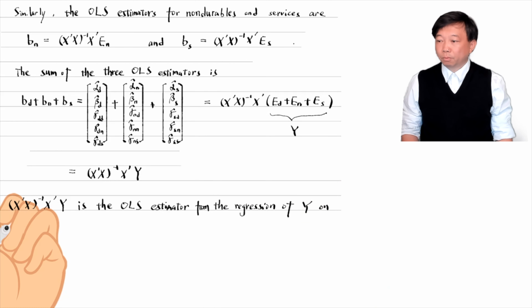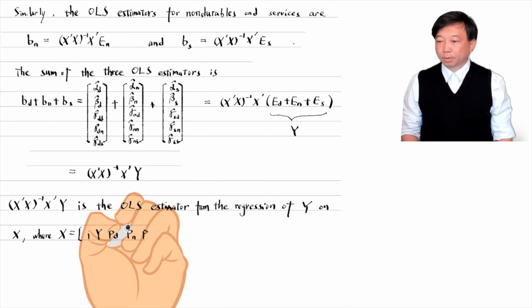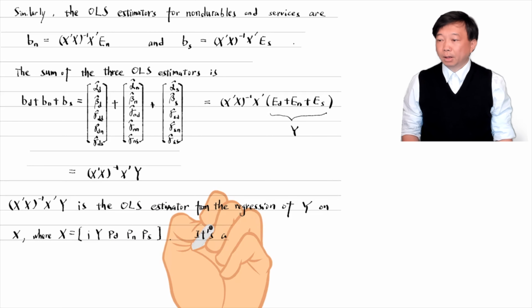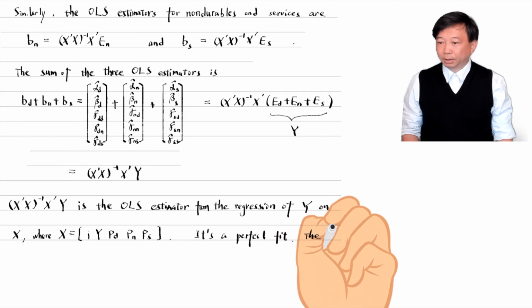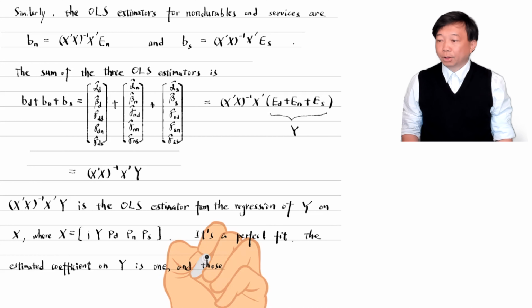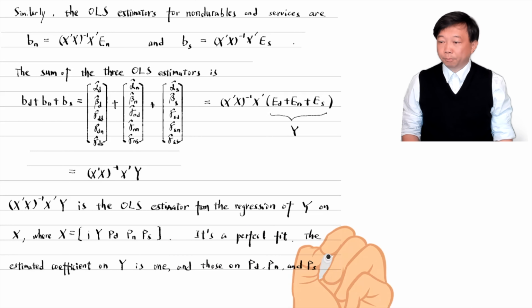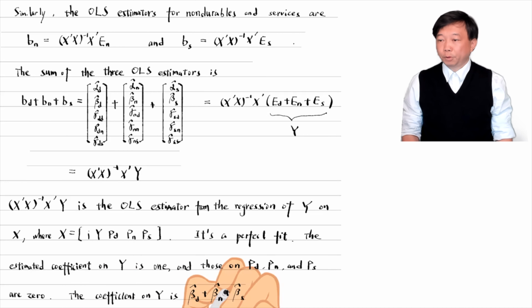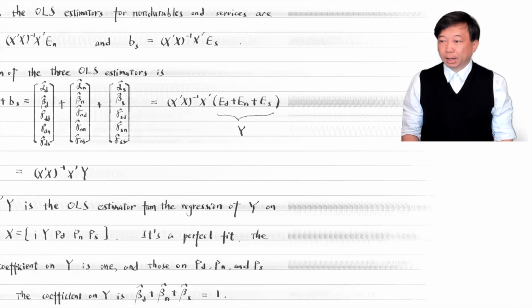The explanatory variable matrix X contains the vector Y, so it is a perfect fit. The estimated coefficient on Y is 1, and those on the other 4 columns of explanatory variables are 0. The coefficient on Y is the sum of the three expenditure coefficients. Thus, we prove the result. Next, let's see exercise 8.